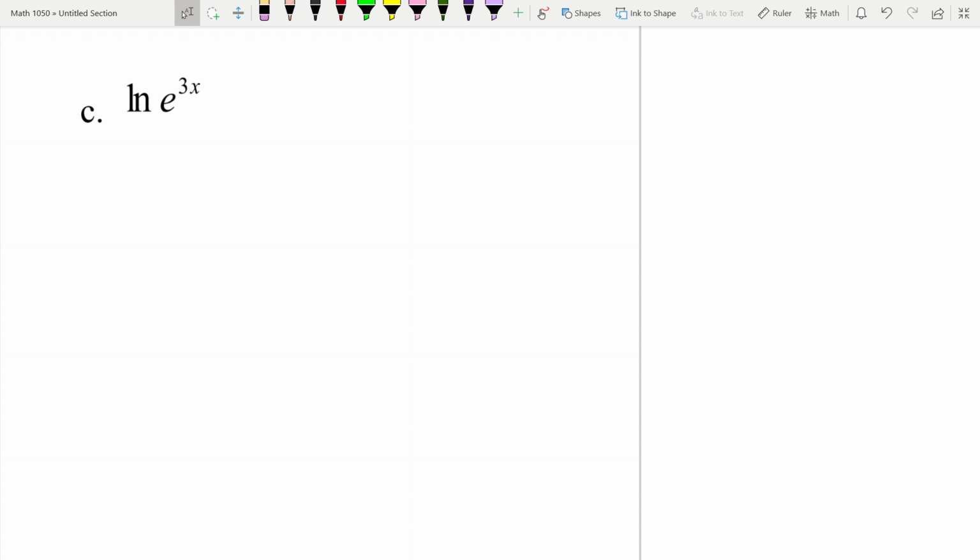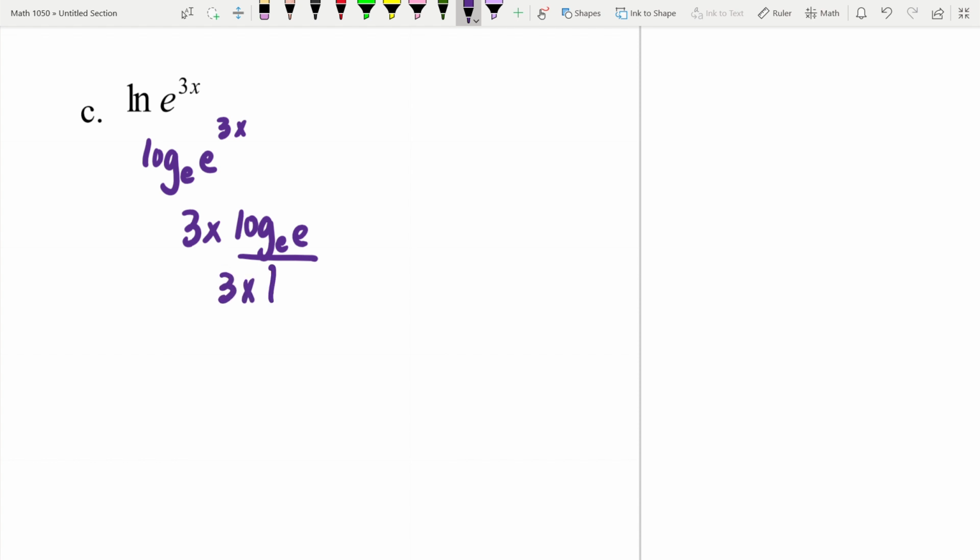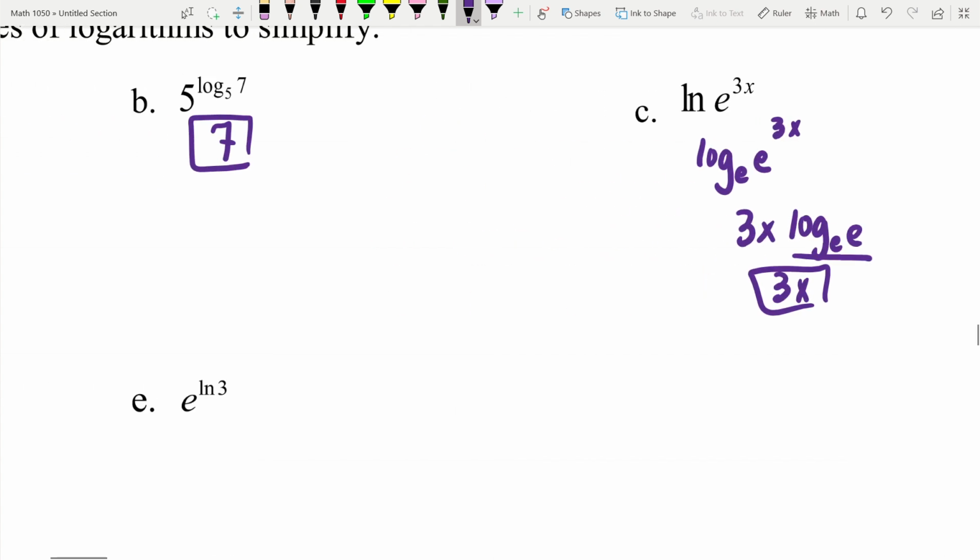Okay, stop on question C for just a second. 85% of the time that I see an ln, I write it as a log base e, because it's easier when you can see it as a log base e. Let me show you what I'm talking about. Everybody write down log base e of e to the 3x power. Now pull the 3x down in front, so you have 3x times log base e of e. Everybody in the room, what is log base e of e? 1. What's 1 times 3x? 3x. That's easy. Know the rules, okay?